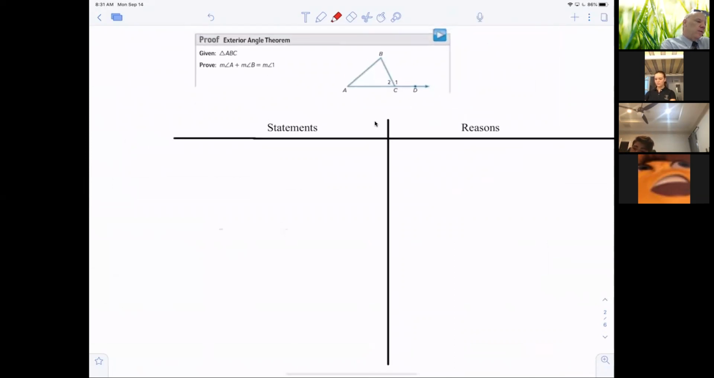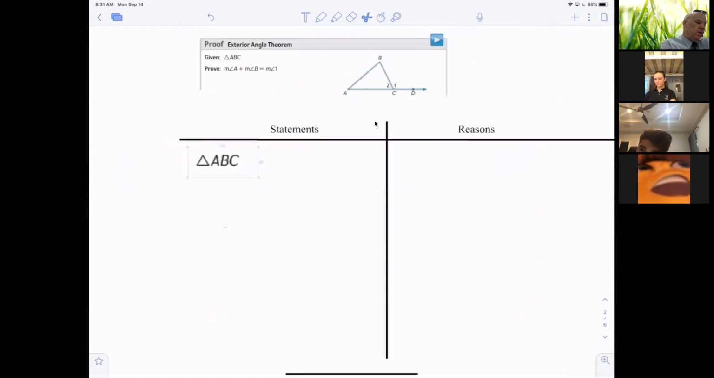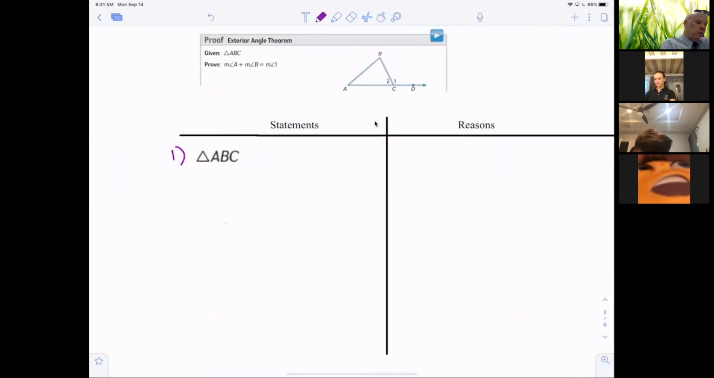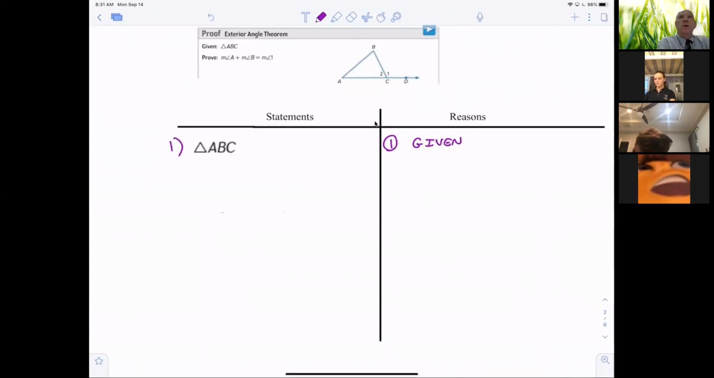So we have, obviously we'll just copy that. We have triangle ABC, and we'll just call that what? Given. That's it, guys. That's all I have. I need some help. Who's going to help me prove that angle A plus angle B equals angle 1? Somebody be brave. Go for it.